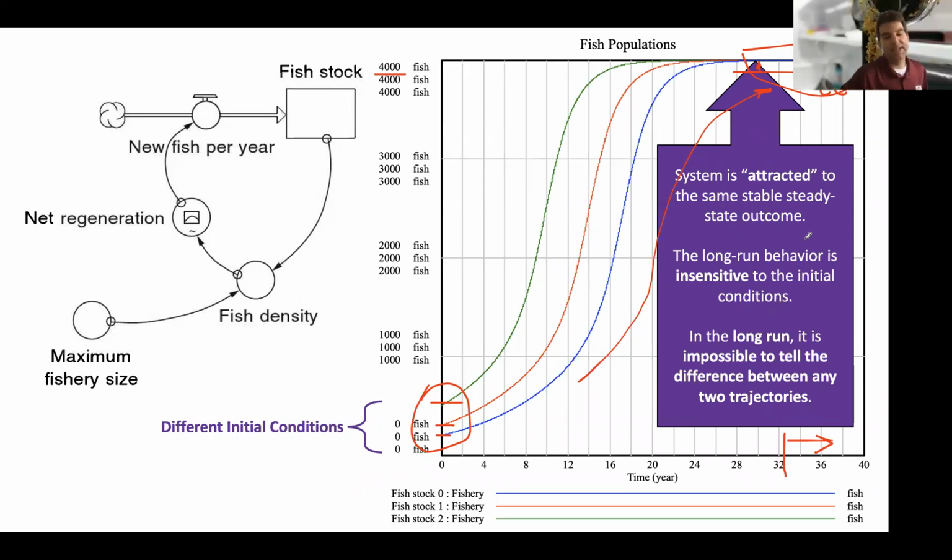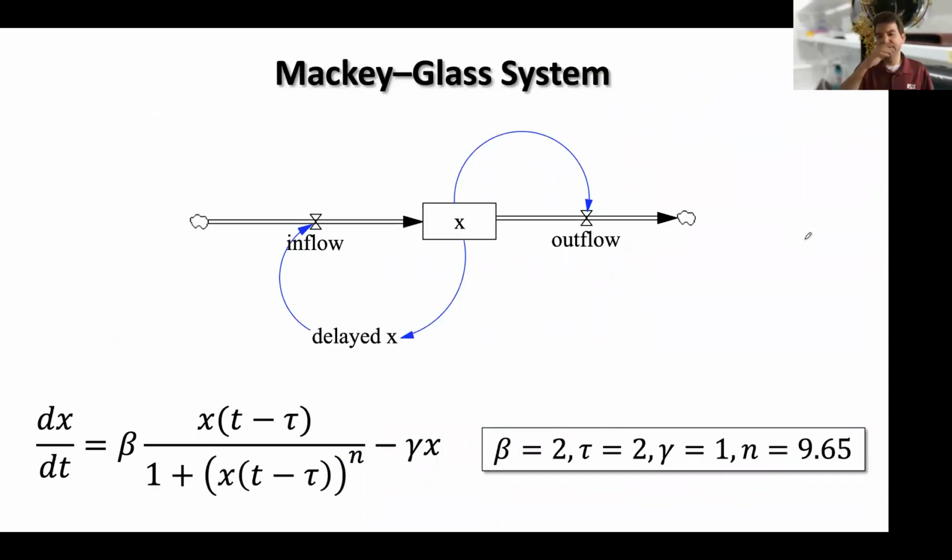The problem is not all systems have this property. So here's a really simple system called the Mackey-Glass system. It's named after two people, Mackey and Glass, so it has nothing to do with glass, but it just has one single stock. I simulated this in Vensim, and it has an inflow and an outflow. It doesn't look that different from the fishery system.